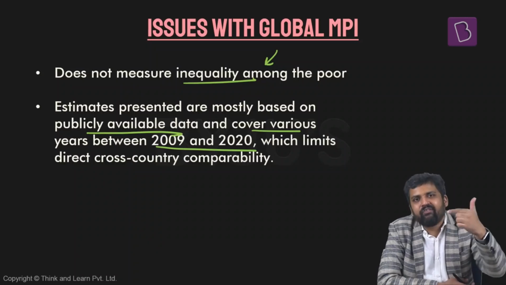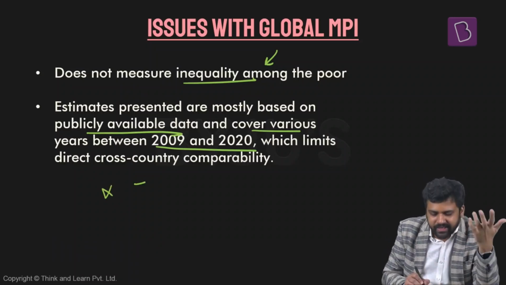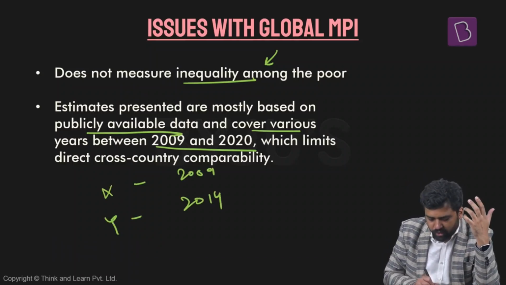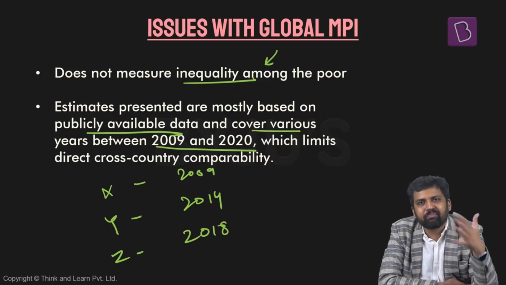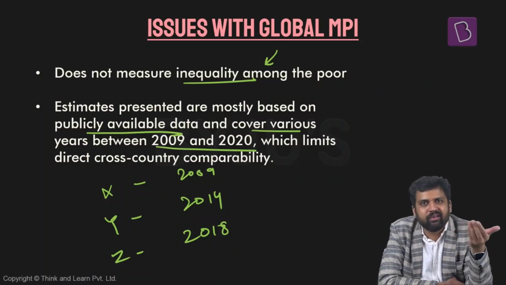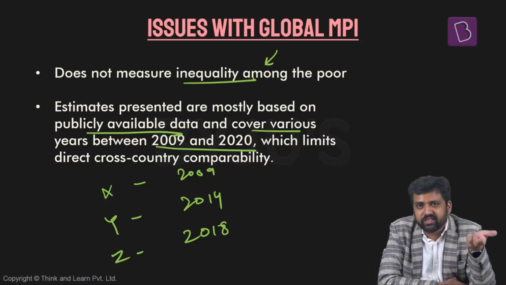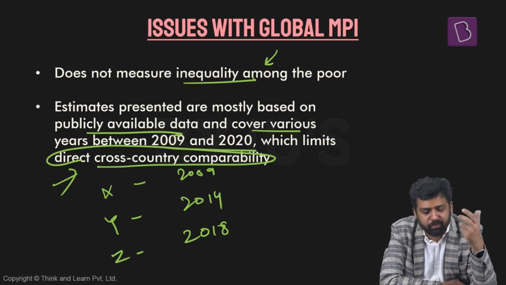So it becomes very difficult to compare between countries. For country X, let's say you have MPI data on the basis of a data set from 2009. For some other country, maybe you have a data set from 2014. For another country, a data set for the year 2018. How do you compare between them? Ideally, you should have data sets for the same year for different countries. That way, cross-country comparisons will be easier. And that is not happening because they are dependent on publicly available data sets. In many countries, maybe they haven't collected data for each year, and in some cases publicly available data sets are not there. So direct cross-country comparability might not happen. These are some issues with the global multi-dimensional poverty index.